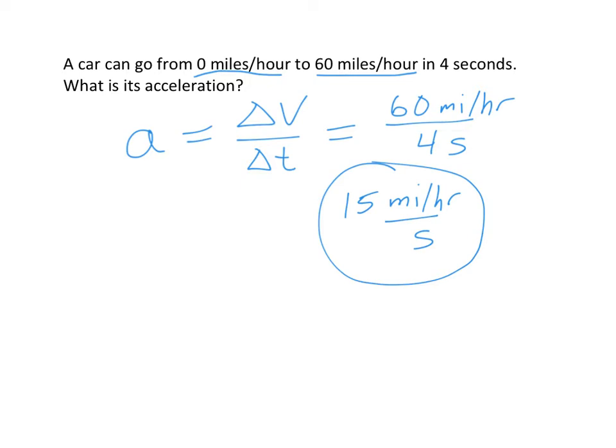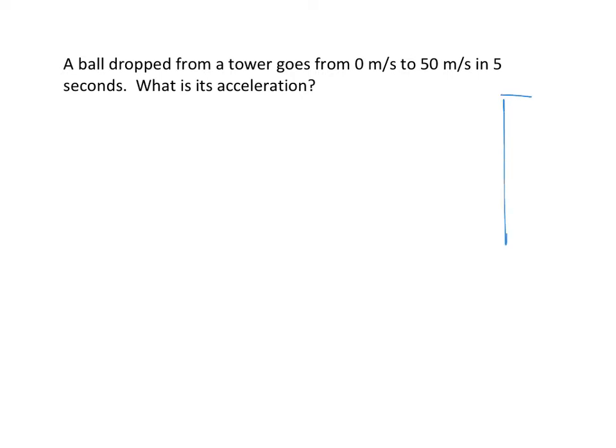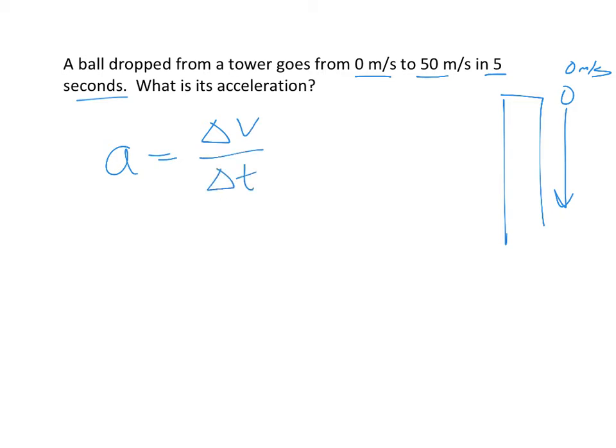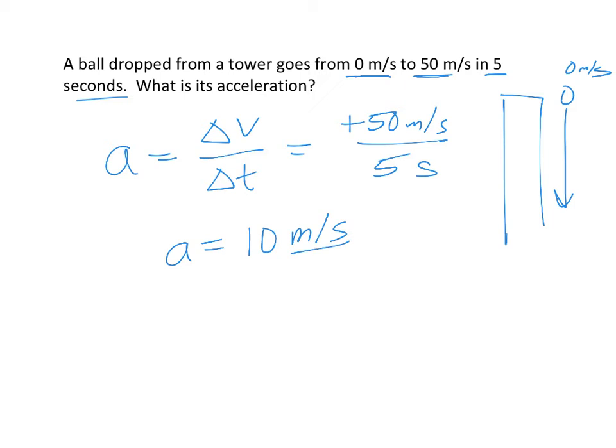Let's look at another example. So here I drop a ball from a building or a tower, and if I drop it, it starts with a speed of 0 because it's not moving, and then it falls, and it's picking up speed as it falls, and over the course of 5 seconds, it goes from 0 to 50. So what is the acceleration? Again, acceleration is change in velocity over change in time. So the velocity changed, it went from 0 to 50, so that's a change of 50 meters per second. And that happened over the course of 5 seconds. So the acceleration is 10 meters per second per second. In other words, for every second it is in the air falling, its velocity is changing by 10.